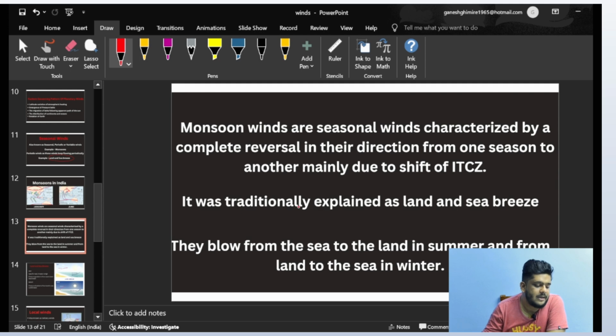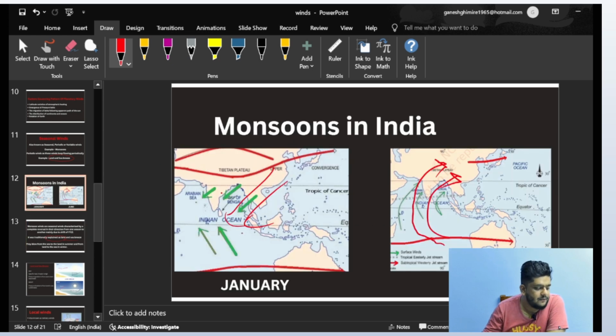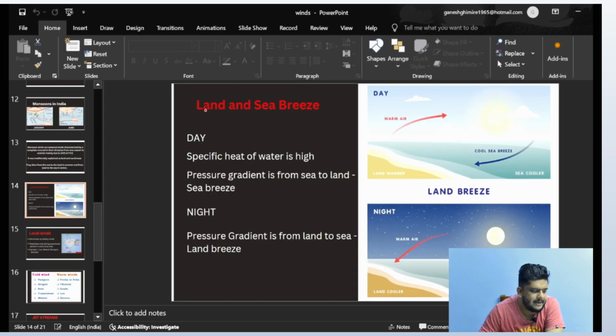All right, so it was traditionally explained as land breeze and sea breeze. Traditionally means what? That means previously monsoon used to be explained as land breeze and sea breeze, right? They blow from the sea to the land in summer and from land to sea in winter. That is the reason why traditionally it was explained as land breeze and sea breeze, as we have discussed here, right? For instance, if you see in the summer, what happens? It blows from the sea to the land, and in the winter, it blows from land to the sea. Okay.